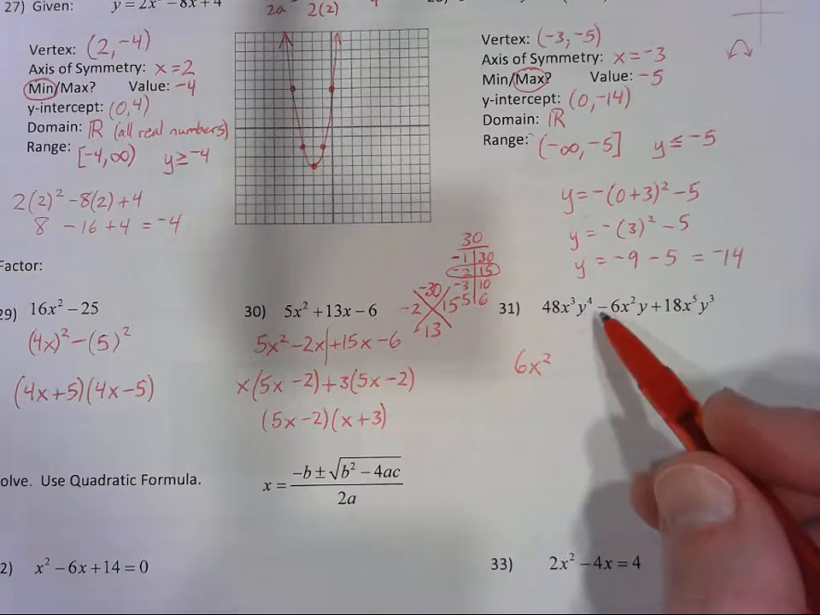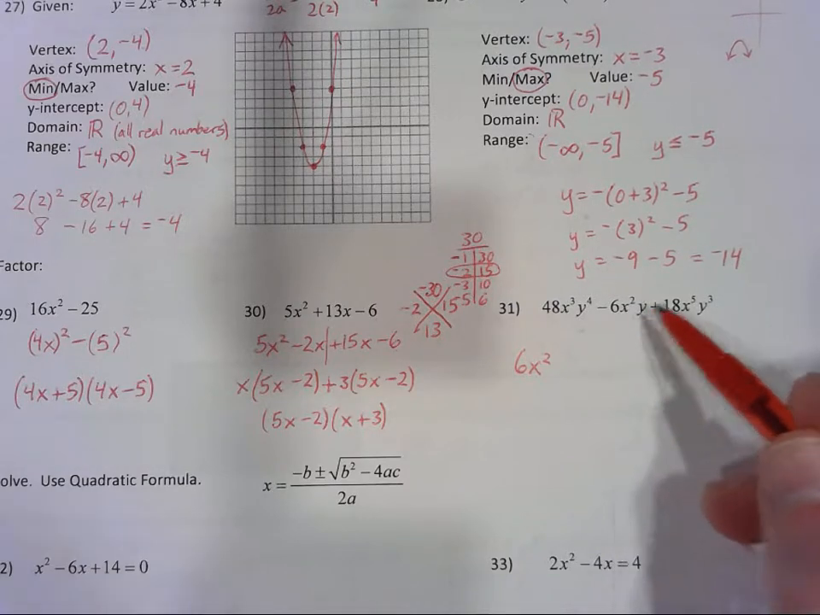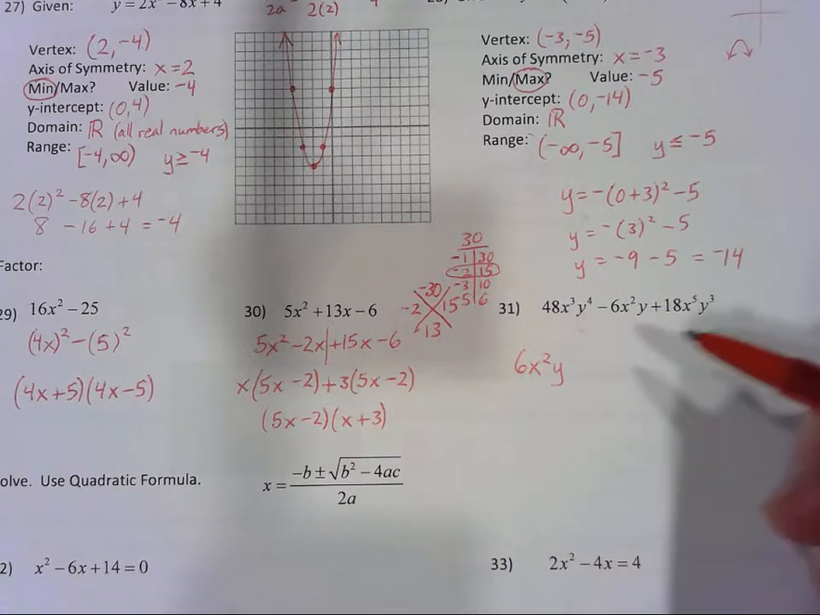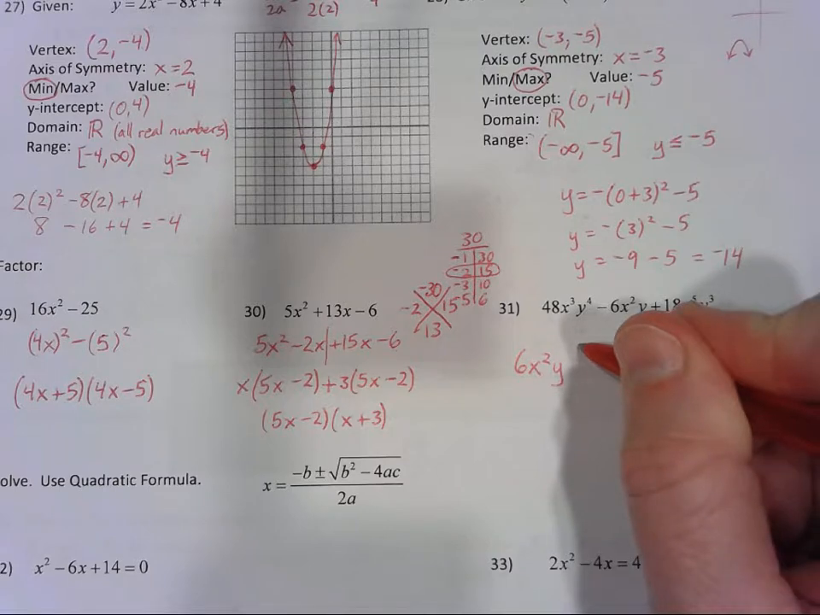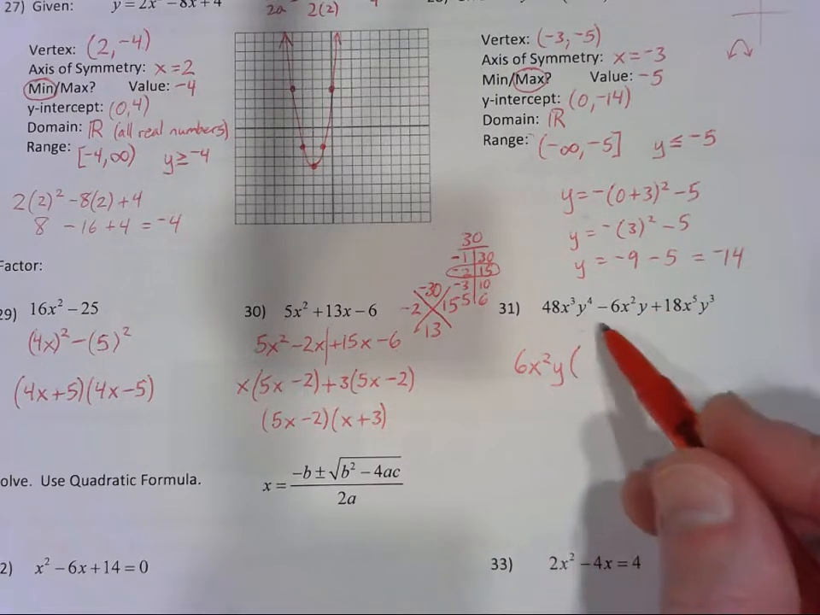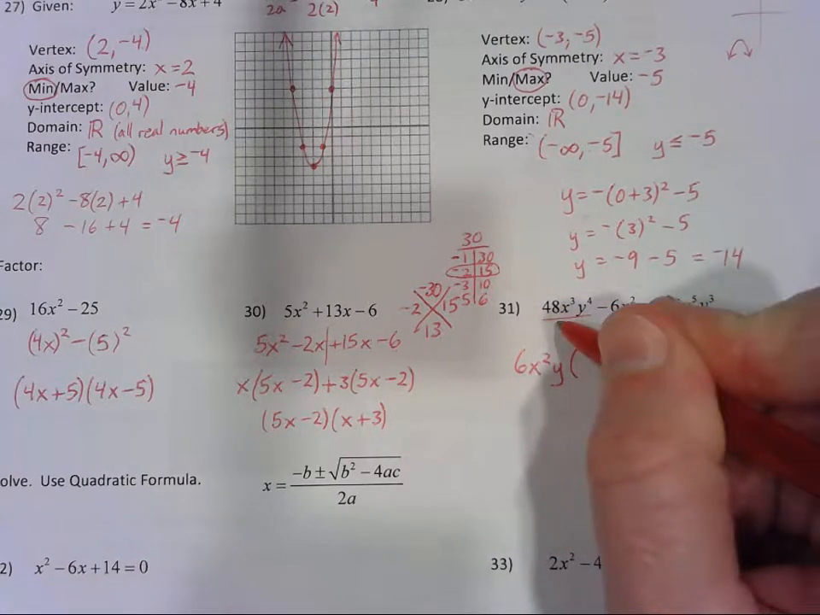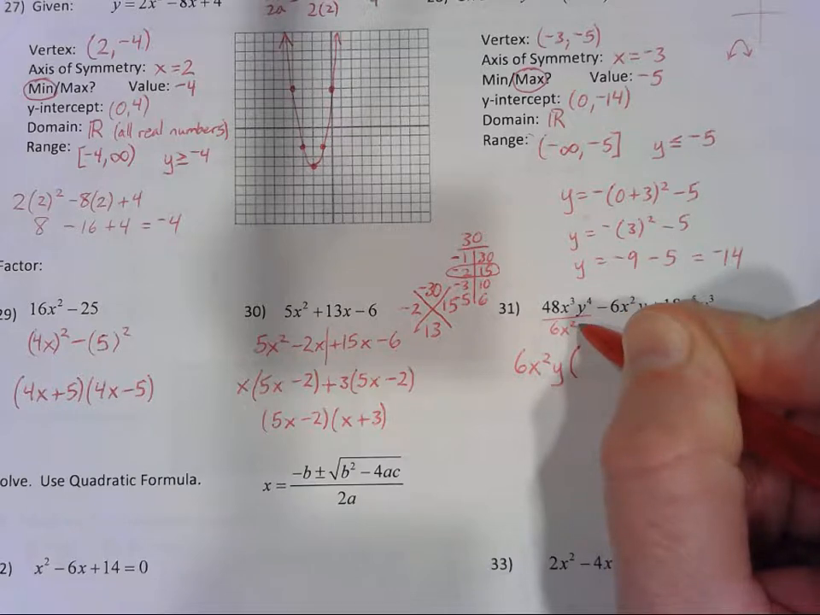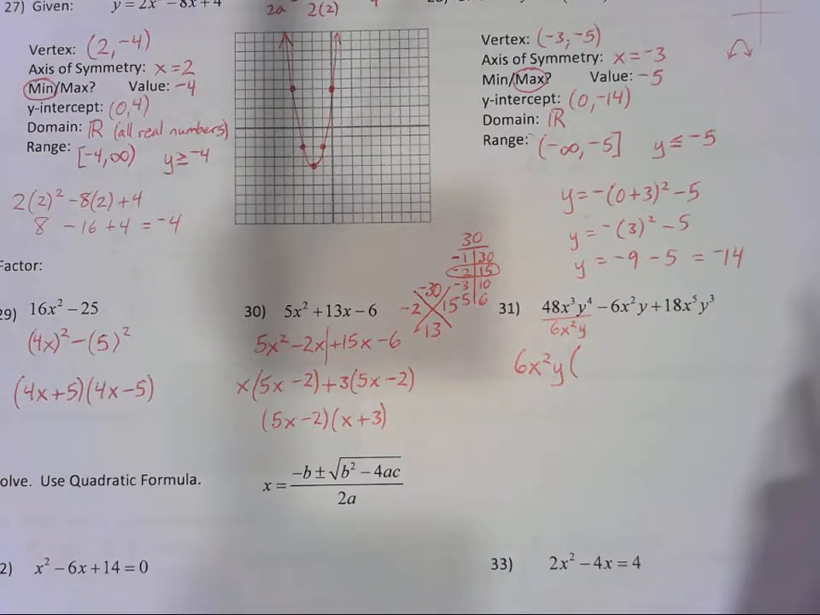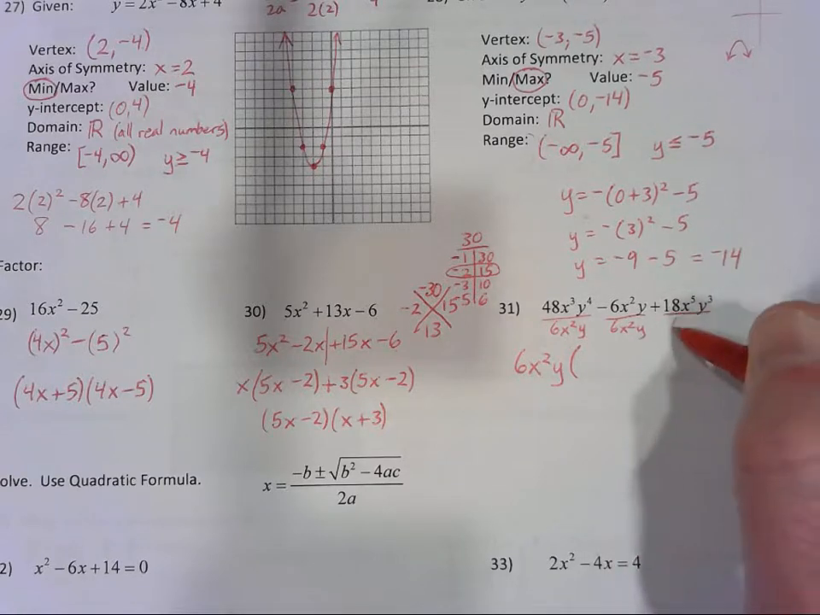Then I look at the y's, y to the fourth, y, and y to the third. They all have at least one y. And so what's left after you take 6x squared y out of each of these terms? If it helps to think about dividing each of them by 6x squared y, then go ahead and do that.